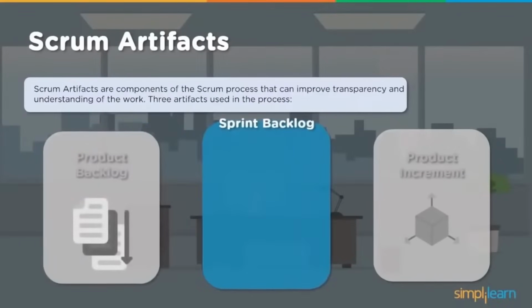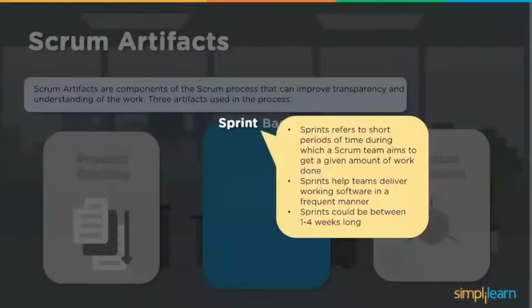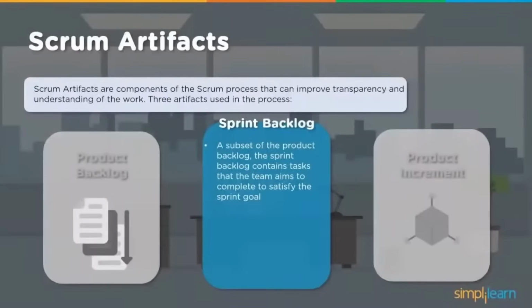Further, looking at a sprint backlog: a sprint refers to a short period of iteration, right, in which the team aims to get a given amount of work done. It helps teams deliver working software in a frequent manner. A sprint could be between 1 to 4 weeks long depending on what the deliverable is. So the sprint backlog is a subset of the product backlog. That prioritized item is taken into the sprint, which is a time-boxed iteration.